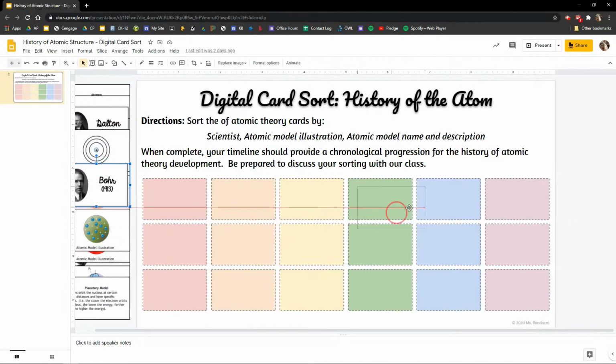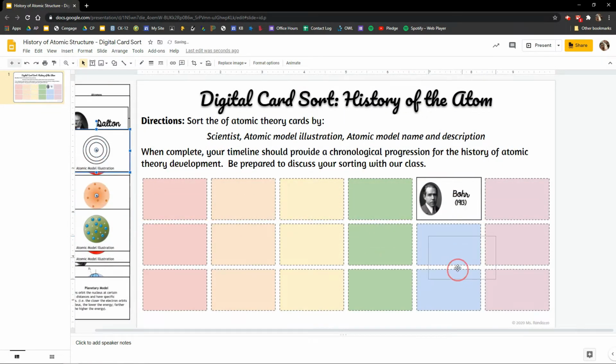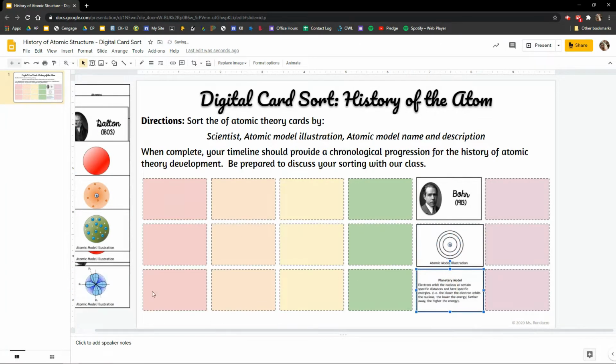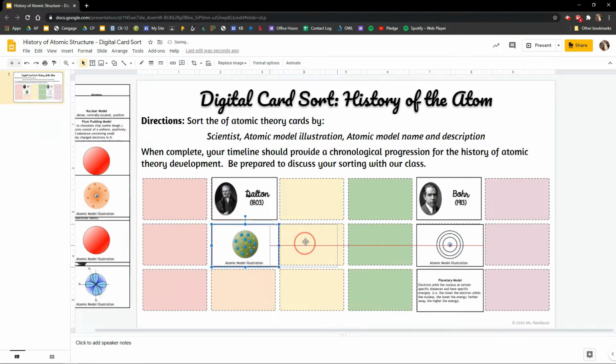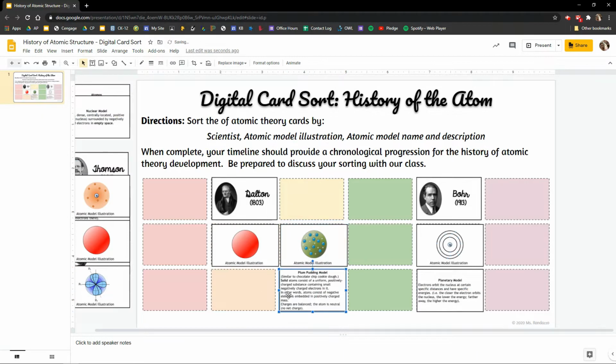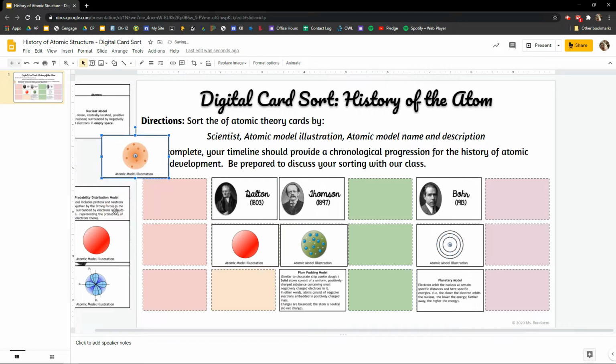This is one of my favorite card sorts. I usually do it in the classroom, but I made it digital because obviously my students aren't with me. I give my students a set of scientists, and these scientists have little dates, so they arrange them into chronological order. And then they have to figure out which atomic model illustration corresponds to which scientist. They have to take a look at these models and decide ultimately which one is going to come first, second, third, fourth.